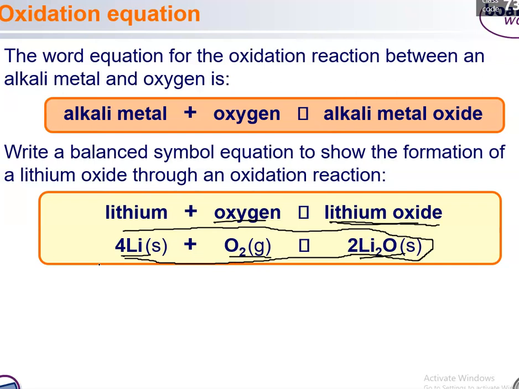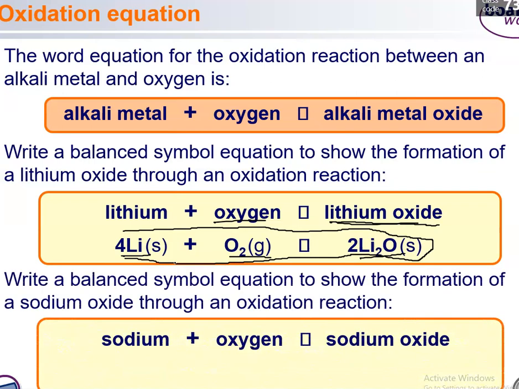Okay, now if sodium reacts with oxygen, we're going to have sodium oxide. Again, the alkaline metals react with oxygen to produce metal oxide. So if lithium is going to react with oxygen to produce lithium oxide, then sodium will react to produce sodium oxide. Okay, what product are we going to get if potassium reacts with oxygen? Pause the video and write it down.